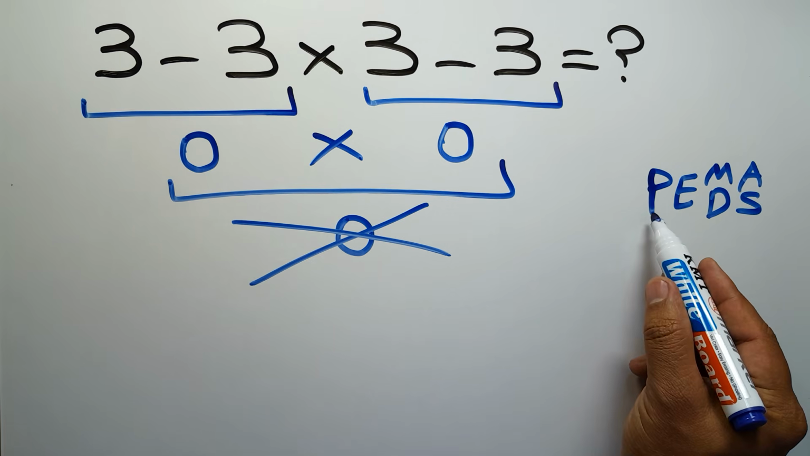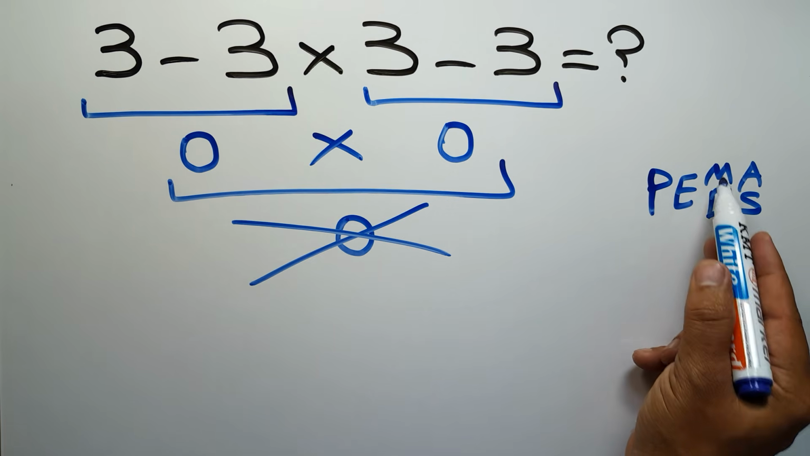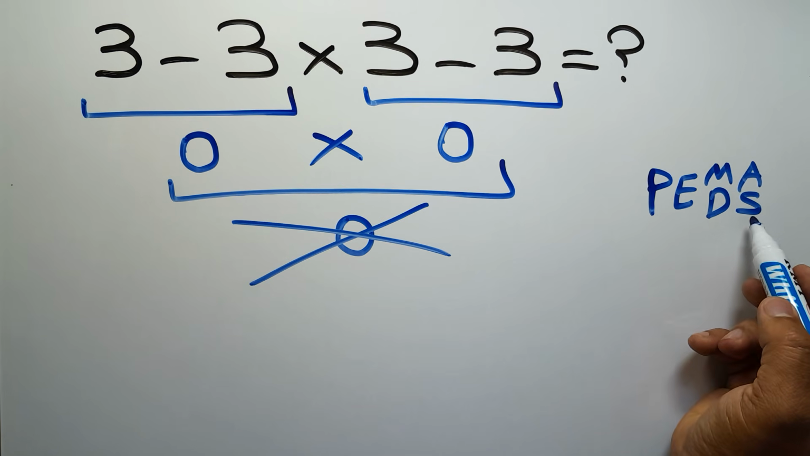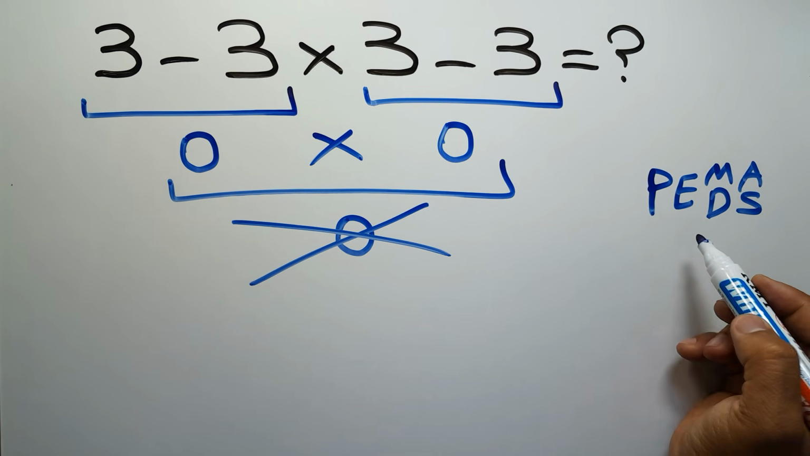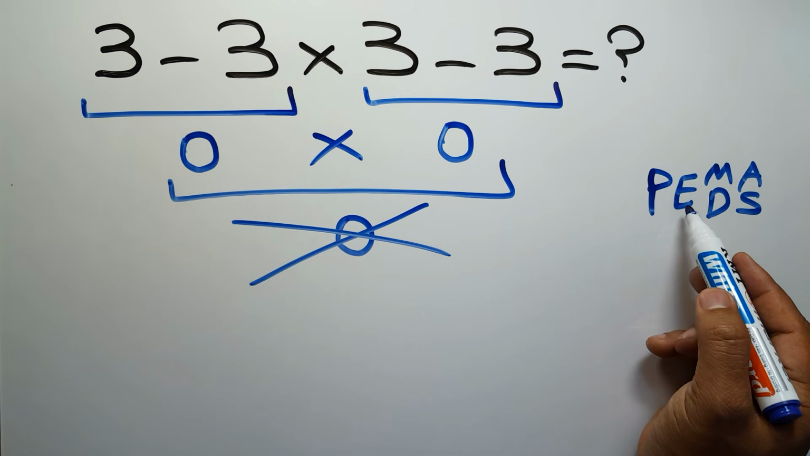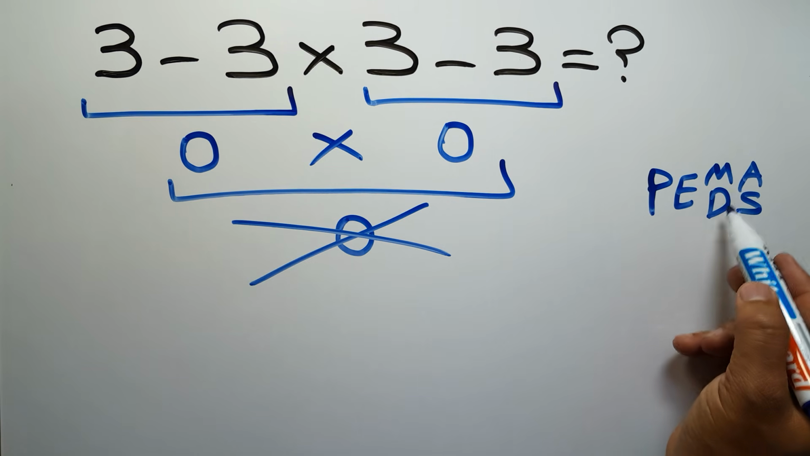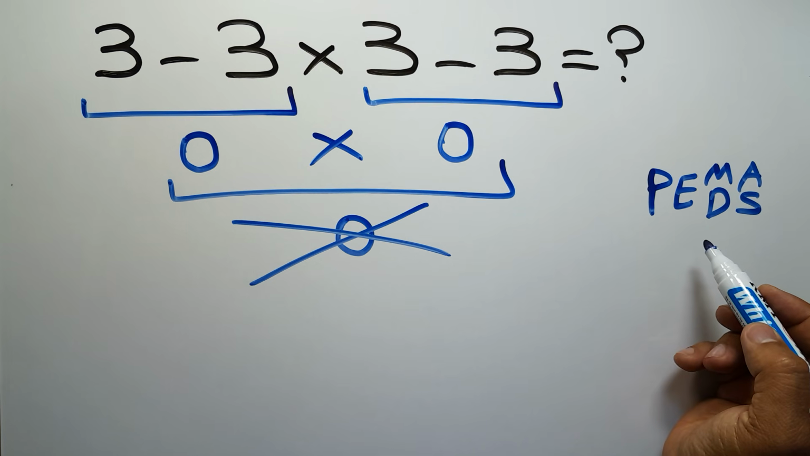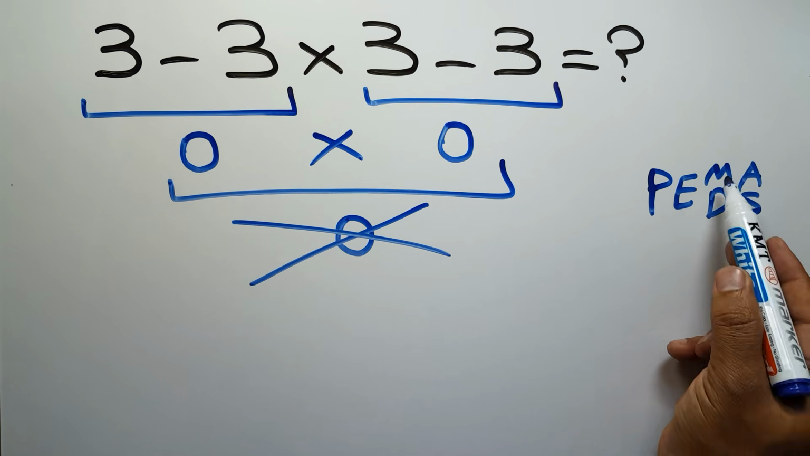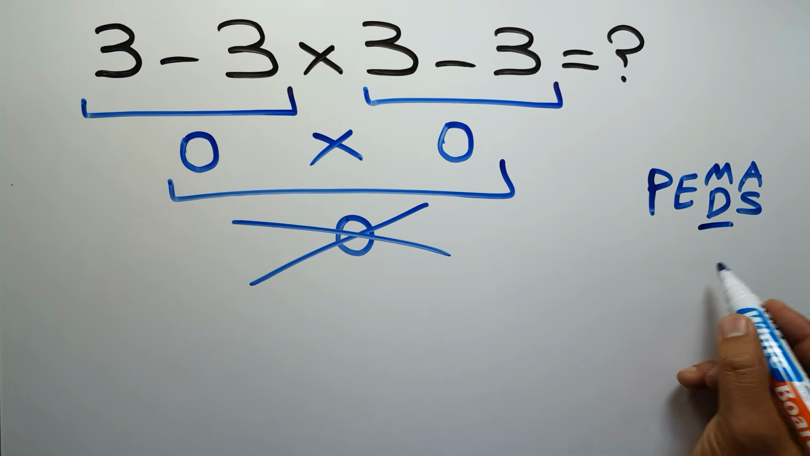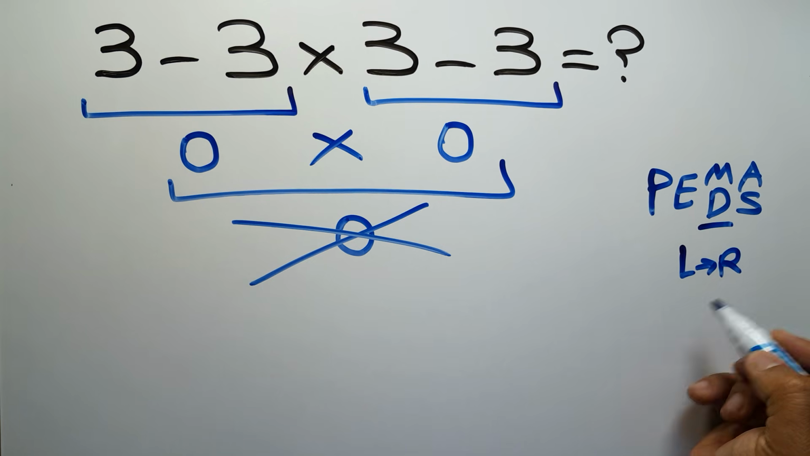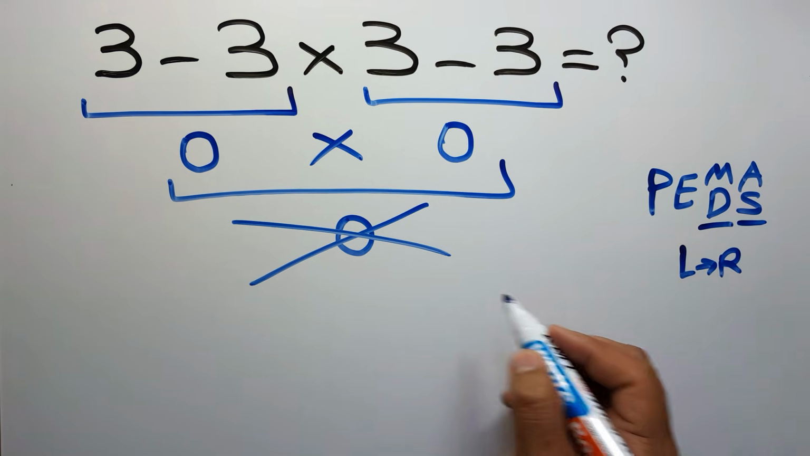P stands for parentheses, E stands for exponent, M and D stand for multiplication and division, and A and S stand for addition and subtraction. First we have to do parentheses, then exponents, then multiplication or division, and finally addition or subtraction. Remember that multiplication and division have equal priority and we have to work from left to right. And the same applies to addition and subtraction.